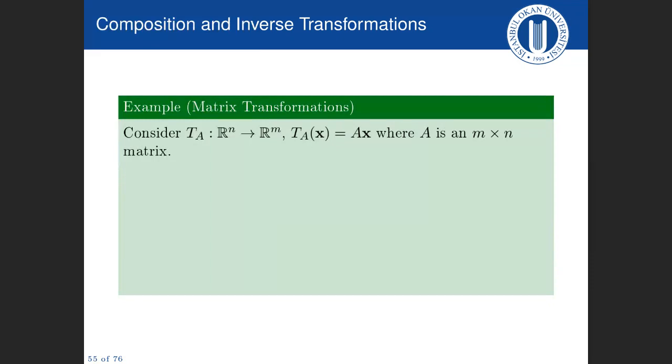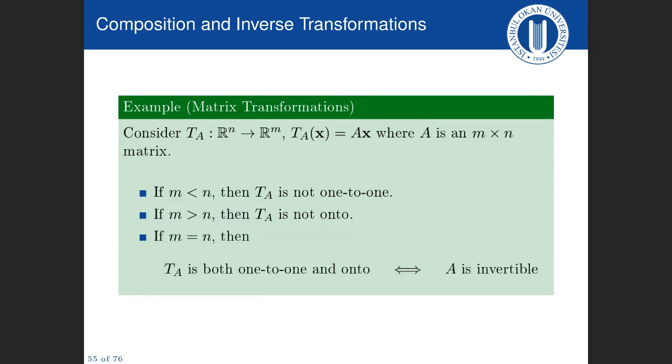So for example, let's talk about matrix transformations. Next, consider T_A from R^n to R^m. T_A of X is AX, where A is an m by n matrix. If m is less than n, then immediately we know that T_A is not 1-to-1. If m is greater than n, then T_A is not onto. And if m is equal to n, in other words, the dimension of the domain is the same as the dimension of the target, T_A is both 1-to-1 and onto if and only if A is an invertible matrix. I'm not going to prove these. I'm going to leave these three things for you to think about.